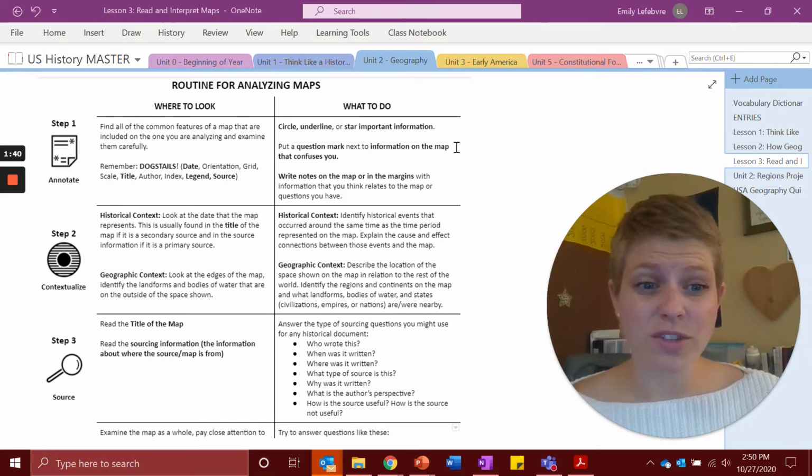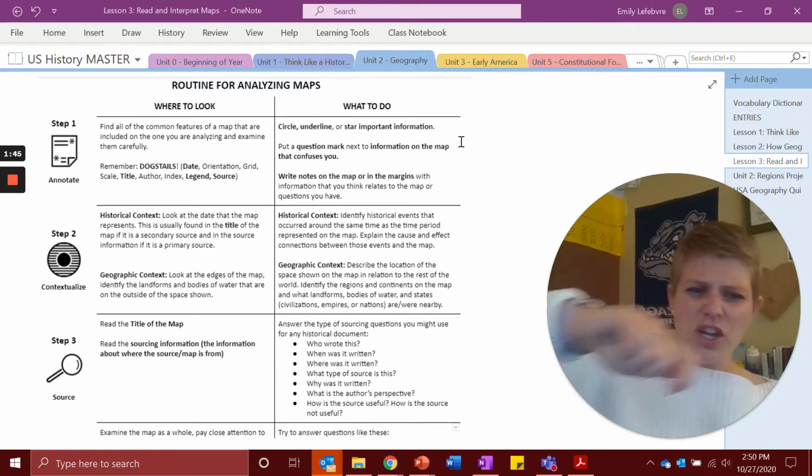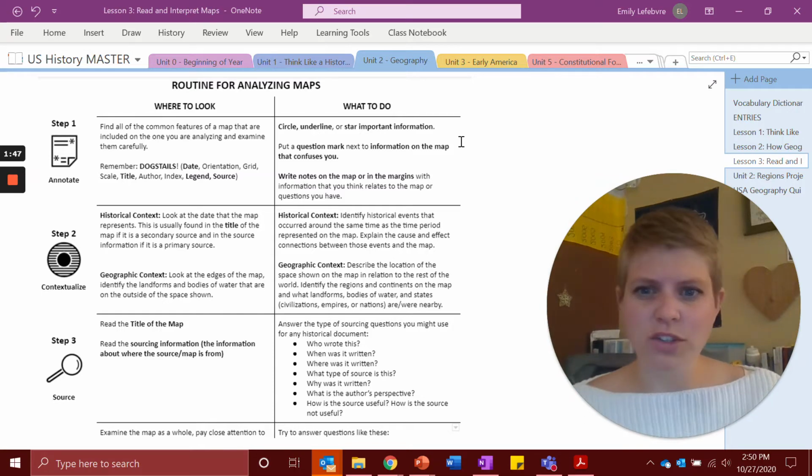And then write notes. It's okay to write on things, especially online. It's awesome. You could write on the side. You can write on the map. Write on it. It's great.